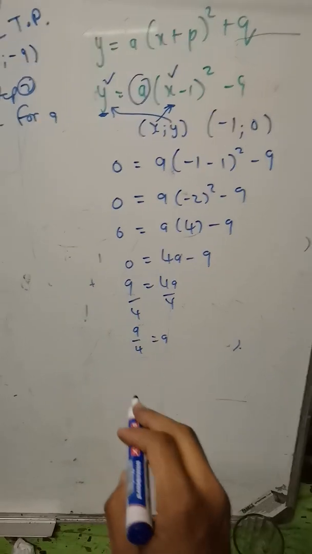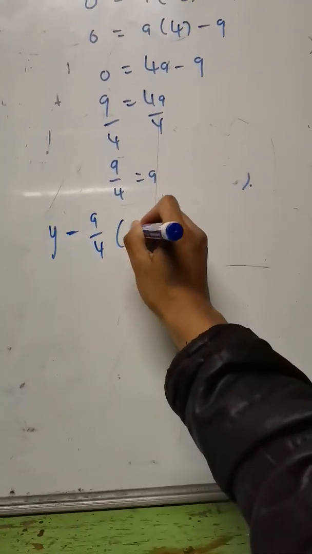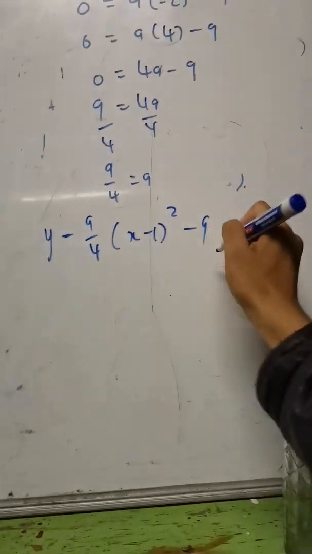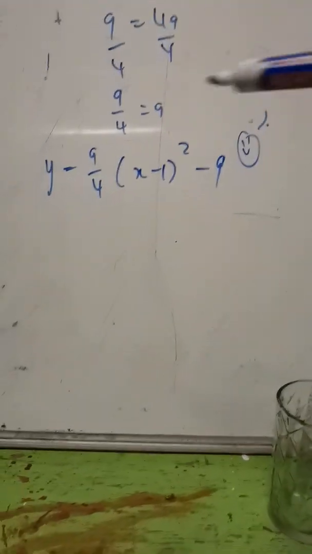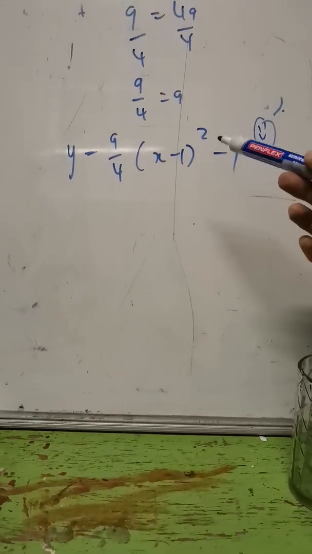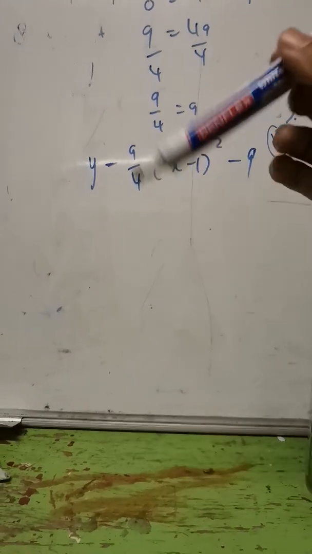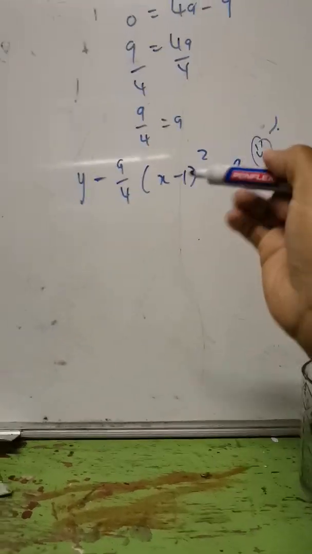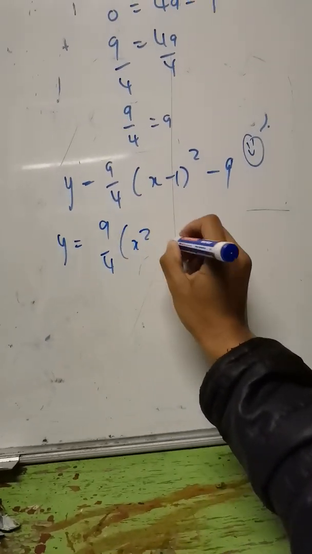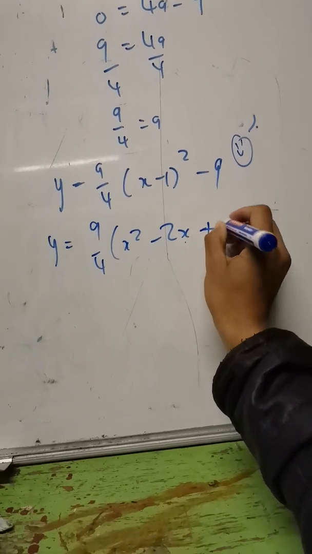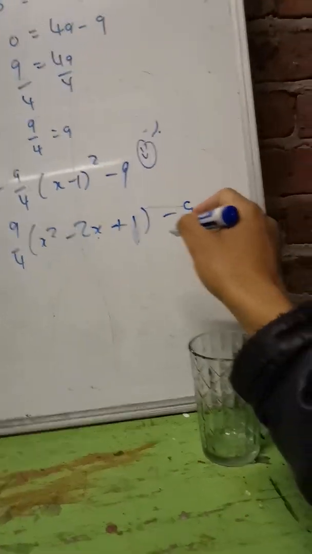So a is equal to 9 over 4, which means that y is equal to 9 over 4 into (x - 1) squared minus 9. So we successfully got our equation of the parabola in that form. Now we just have to convert it to the standard form of y equals ax squared plus bx plus c. All that you do is multiply out. So you go 9 over 4 into (x squared minus 2x plus 1) minus 9.